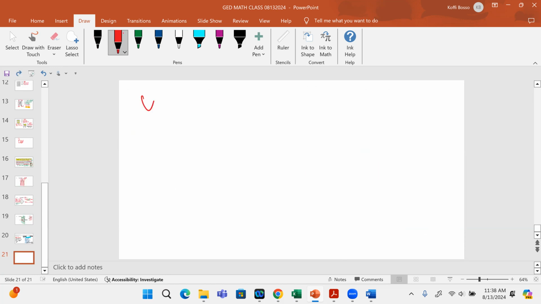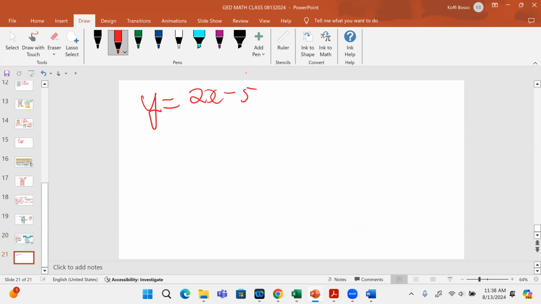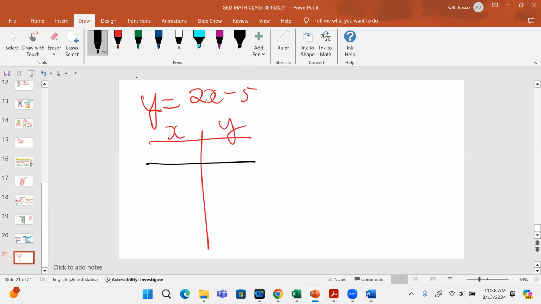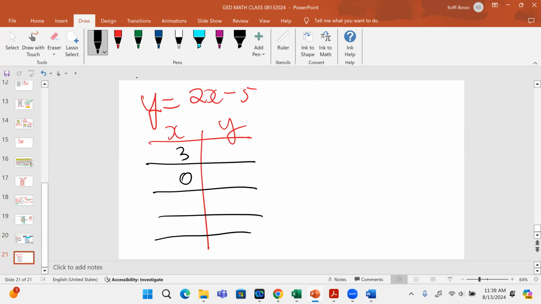So far, so good. We have y equals 2x minus 5. And we have the table like this. We say x, we say y. For x, we use 3, 0, -2. For 3, we say y is 1. For 0, -5. For -2, -9. Now, this time, that's the question.